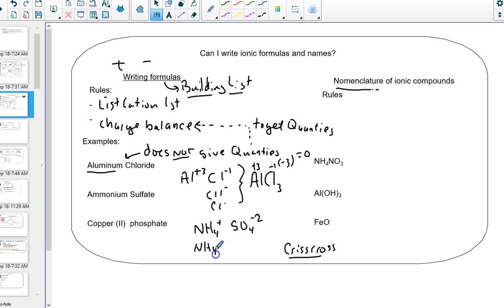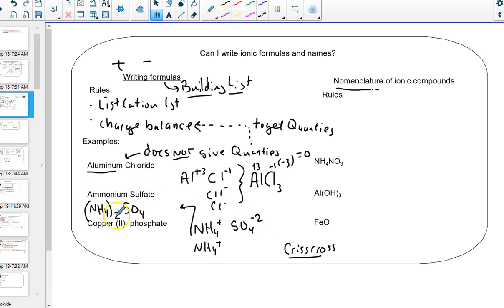I mean, it's kind of big, right? So the way I write this out is like this. I take the ammonium, I don't want to change it at all, wrap it in parentheses, and I want 2 of them. And then I just need 1 of the sulfates, SO4, like that. Typically we don't show the charges at the end because they cancel out. Okay. There you go. This is our example of the crisscross rule.